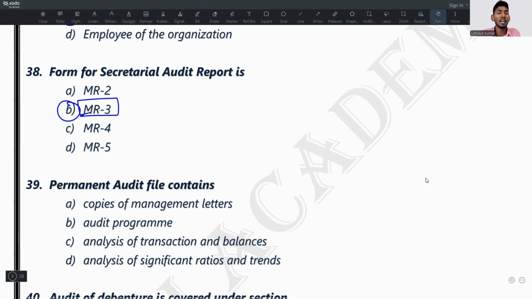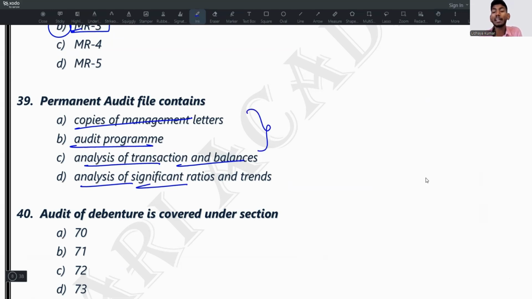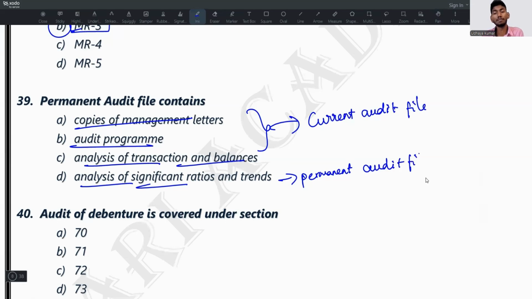So moving to the next question, which is question number 39. Permanent audit file contains. Here he has asked audit file contents. So far he was asking in a negative way, but right now he is asking audit file contents. Copies of management letter, audit program, analysis of transactions and balances, analysis of significant ratios and trends. The first three options you might have seen in current audit file, right? Whereas analysis of significant ratios and trends comes under permanent audit file. So the right answer is analysis of significant ratios and trends.